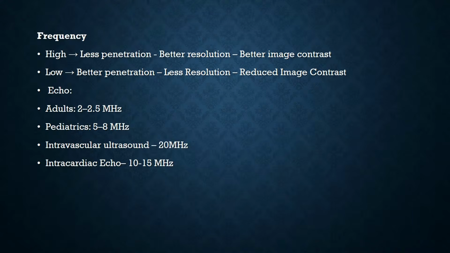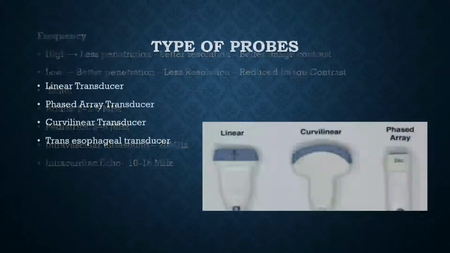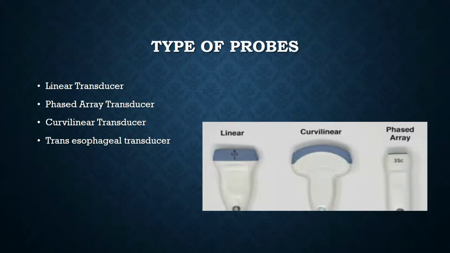These are a few probes with their frequencies which we use in the Department of Cardiology. Coming to the types of probes, there are a lot of probes, but these are the four which we see in our everyday life. That is the linear transducer, which we use for vascular ultrasound, and the phased array transducer, which we use for our usual cardiac echoes, which is made to fit into the ribs. And this is a curvilinear probe for fetal echoes, and an esophageal transducer for your TEEs.